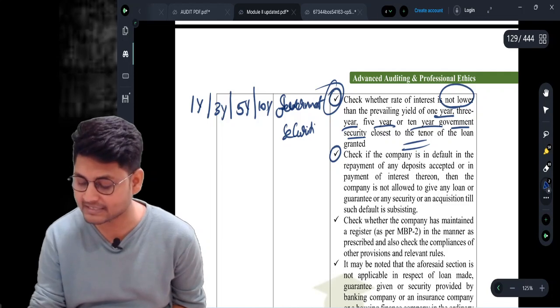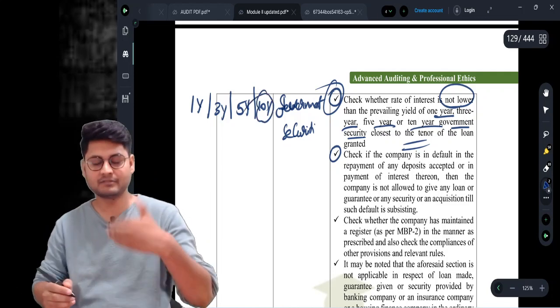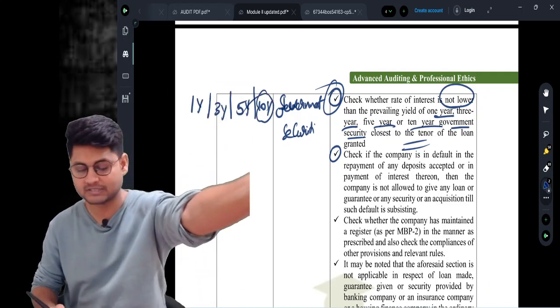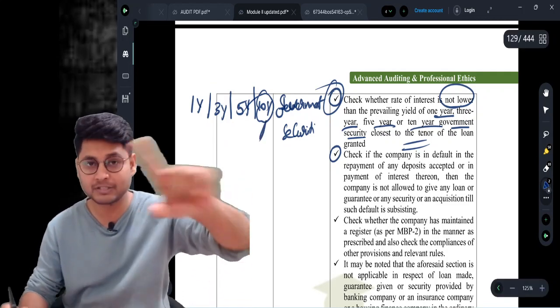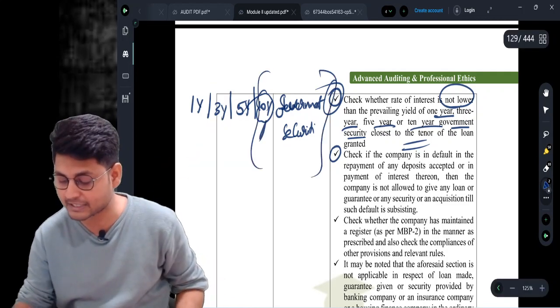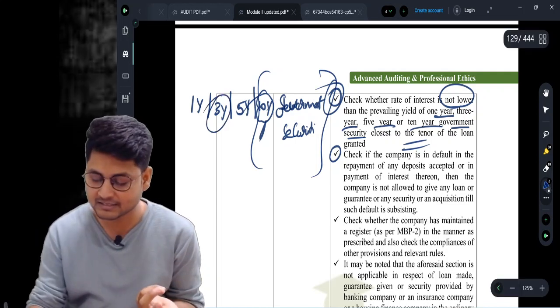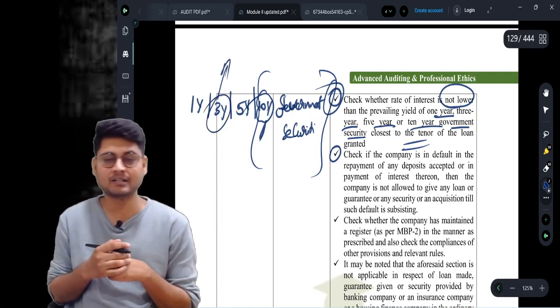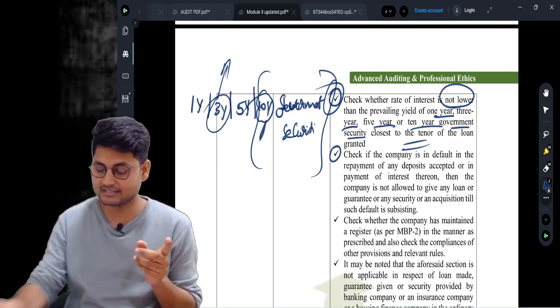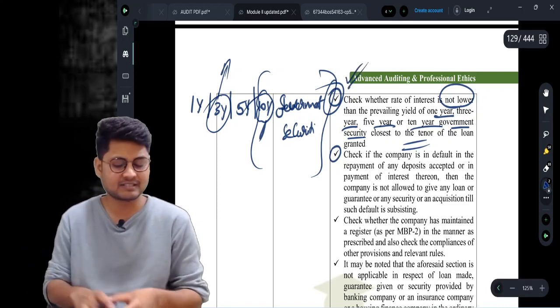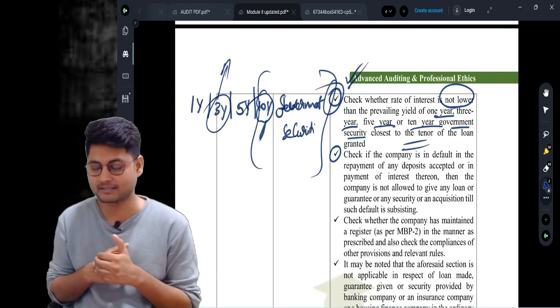See, if my loan is near to 10 years, whatever loan the company is providing to an outsider, you need to compare the interest rate with 10-year tenor government securities. If it is near to 3 years, then you need to check the 3-year government securities and compare the rate of interest. This is the important point you need to write. These are the non-compliances. If it happens, then you need to report there.